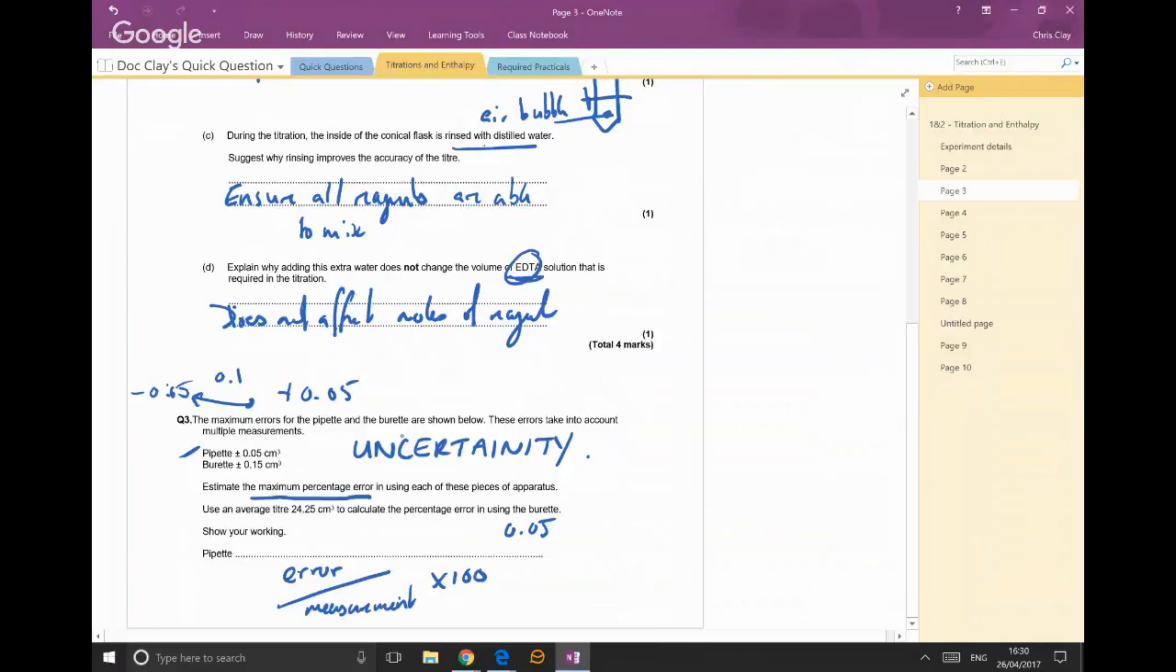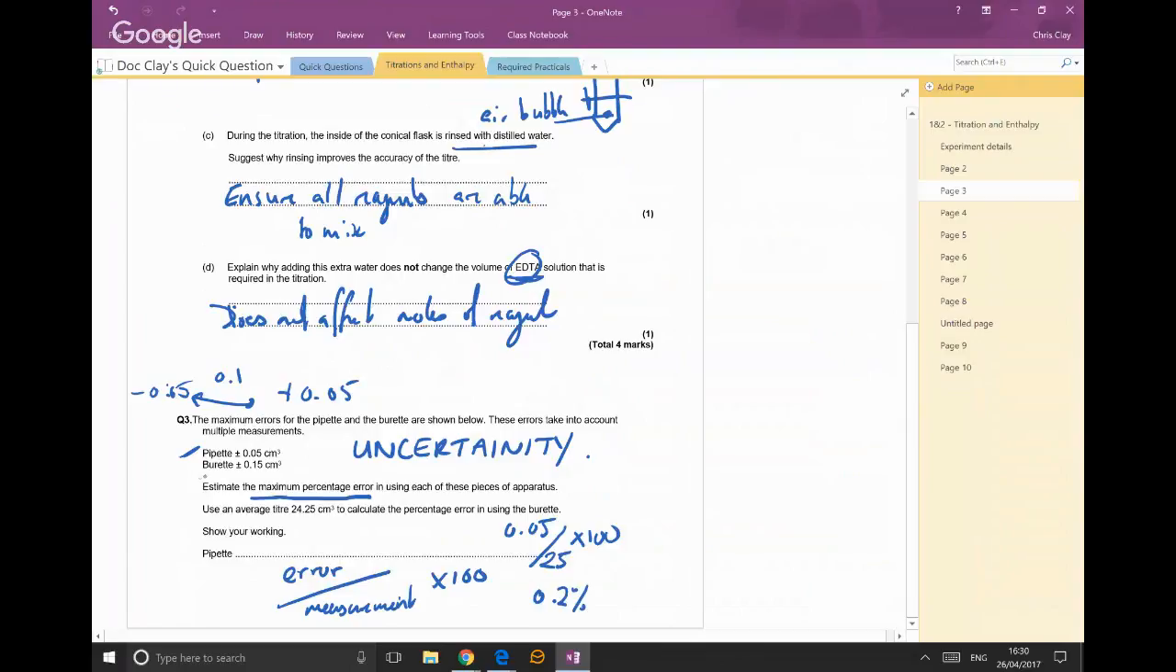I'm just looking in the question. The errors are taken into account. Let's make the maximum percentage used in these experiments. I'm just looking for the actual measurement. Presumably it's 25. I'm going to assume it's 25 because that's normally what we're using for pipettes, unless it tells us otherwise, which will give us an uncertainty of 0.2%.